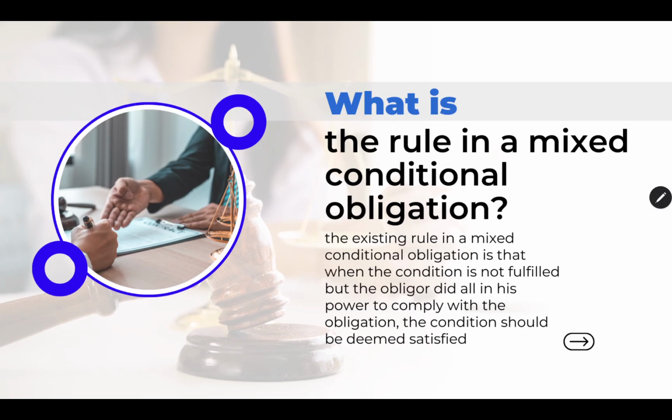So what is the rule in mixed conditional obligation? The existing rule in a mixed conditional obligation is that when the condition is not fulfilled, but the obliger did all in his power to comply with the obligation, the condition should be deemed satisfied. That is the basic rule. Okay? So, ulitin ko lang ha. The existing rule in mixed conditional obligation is that when the condition is not fulfilled, but the obliger did all in his power to comply with the obligation, the condition should be deemed satisfied.